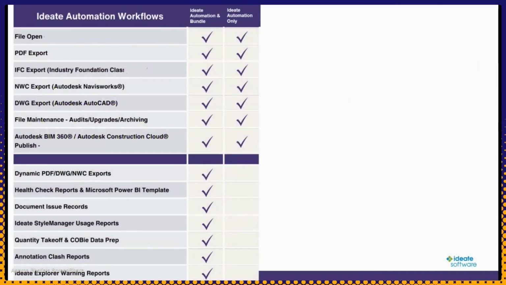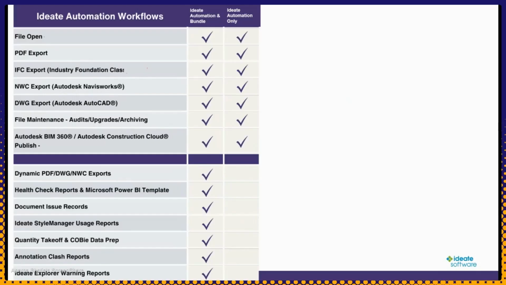On this screen, what we're seeing is examples of some of the workflows that are supported by Ideate Automation. Automation is a scripting solution. It runs time-intensive Revit BIM tasks in the background while your staff can do more meaningful work. The top part of the chart shows some of the popular Ideate Automation tasks that you can do. You can test drive yourself with the trial version.